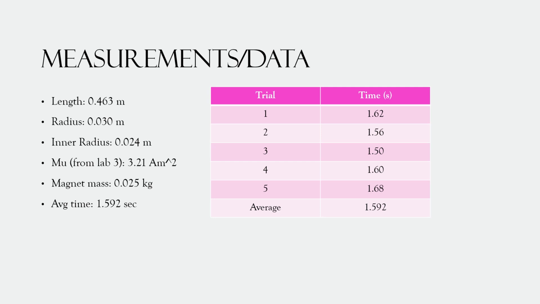Some further givens and data: our length is 0.463 meters, our radius is 0.03 meters, our inner radius is 0.024 meters, our mu from Lab 3 is 3.29 amps per meter squared, the mass of our magnet is 0.025 kilograms, and our average fall time is 1.592 seconds, with the trials and times used to find that average seen in the table to the right. Pause if you need to.